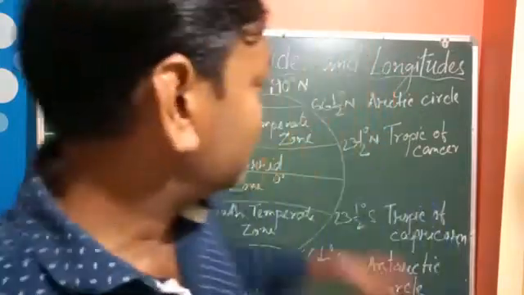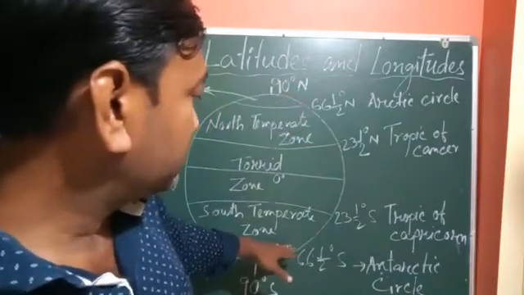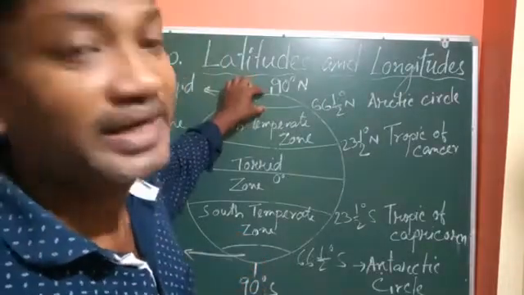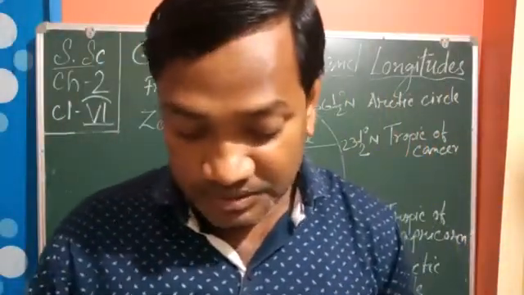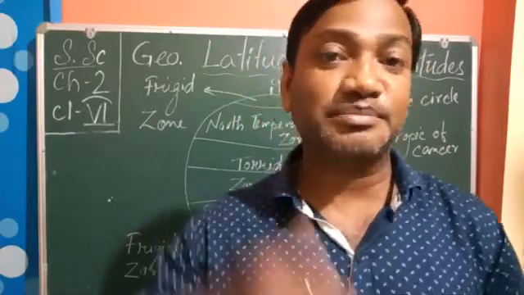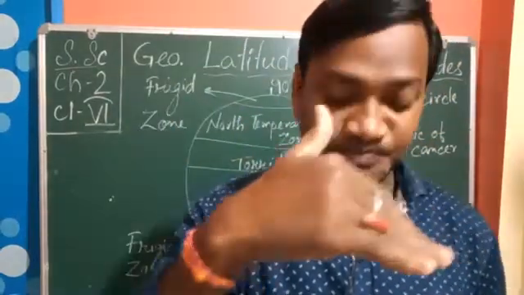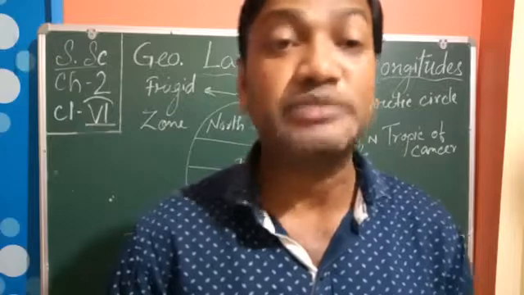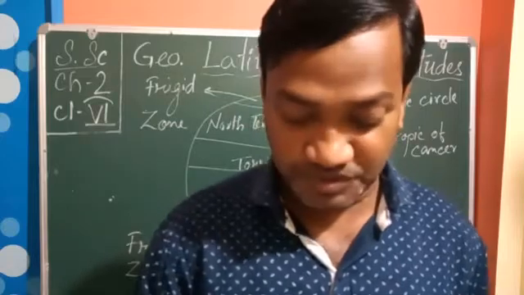So beyond the Arctic Circle, and beyond the Antarctic Circle, this small space we find here is called the frigid zone. It is very cold, as these areas receive extremely slanting rays. That means not direct rays, they are getting the slanting rays of the sun. So that is why they receive very little heat, and that is why these places are very cold and are called frigid zones.